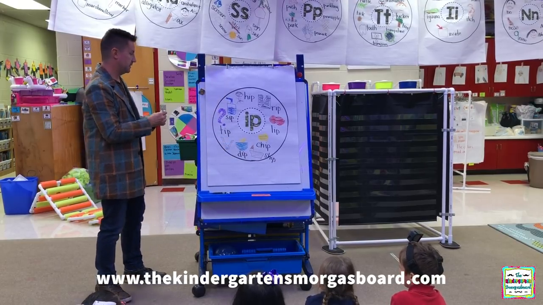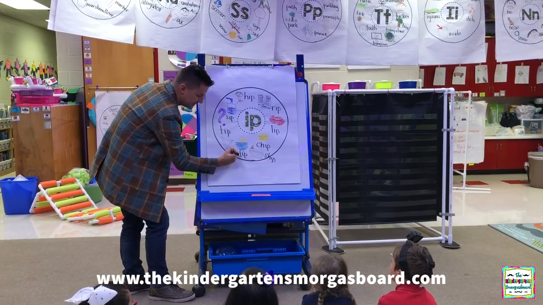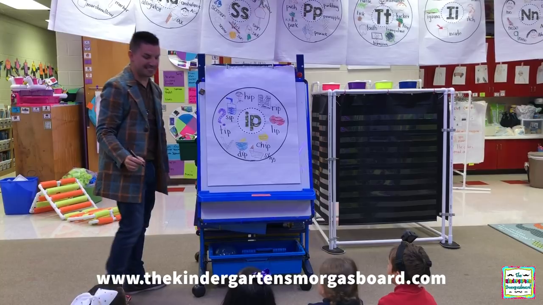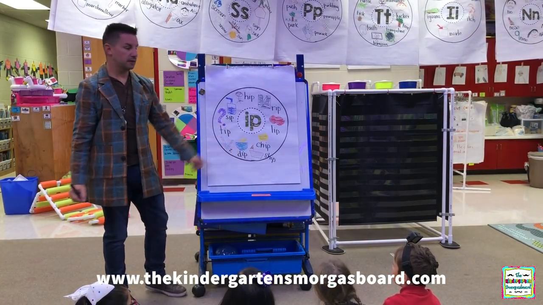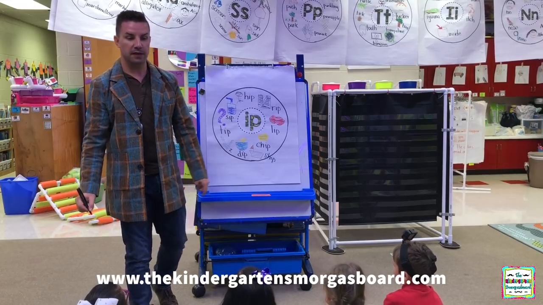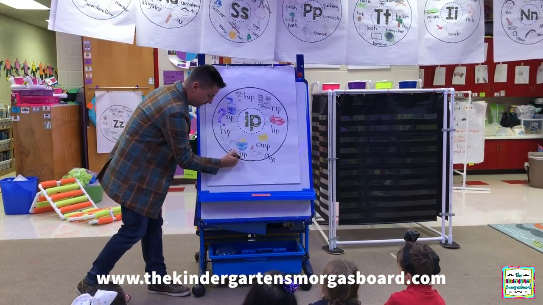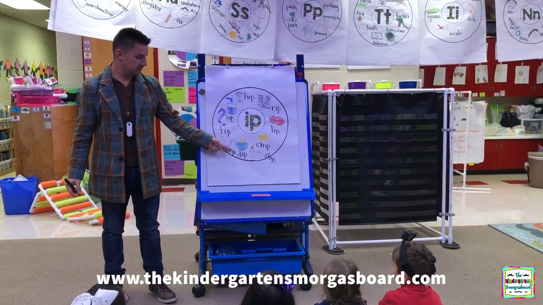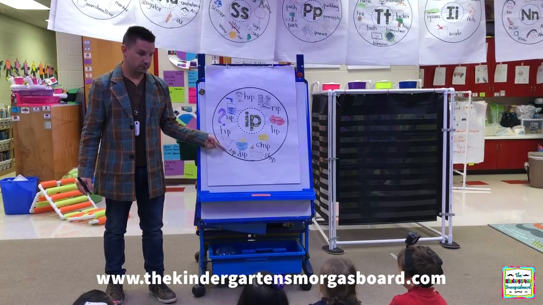Zip. What sound? Z. How do we spell Z? And what's our word family? Ip. What's our word family? Ip. How do we spell ip? I-P. All right, your turn. Ip. Zip. Again. Ip. Zip.